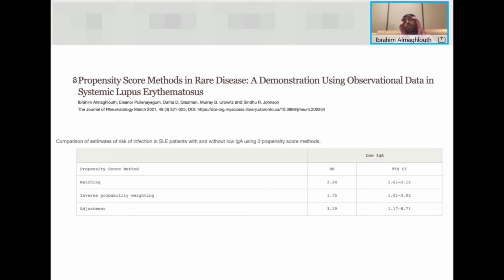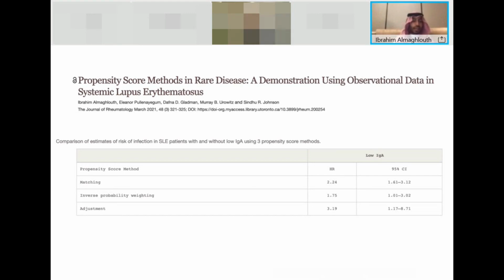And that was just a simple example of how we can use these methods, even though we don't have a large data set. So this was one of the common criticisms about the use of propensity score. You will find it more commonly used in population-based studies that use population-based data sets.